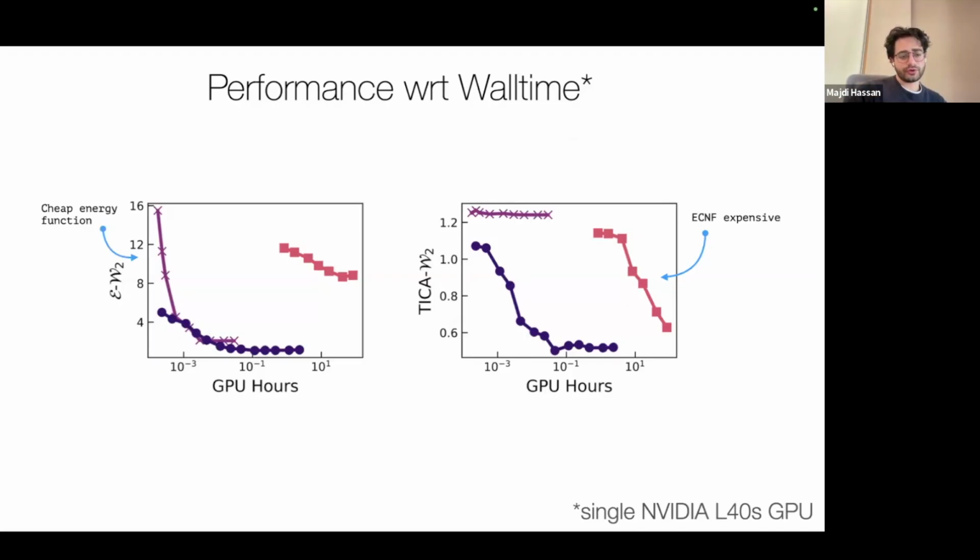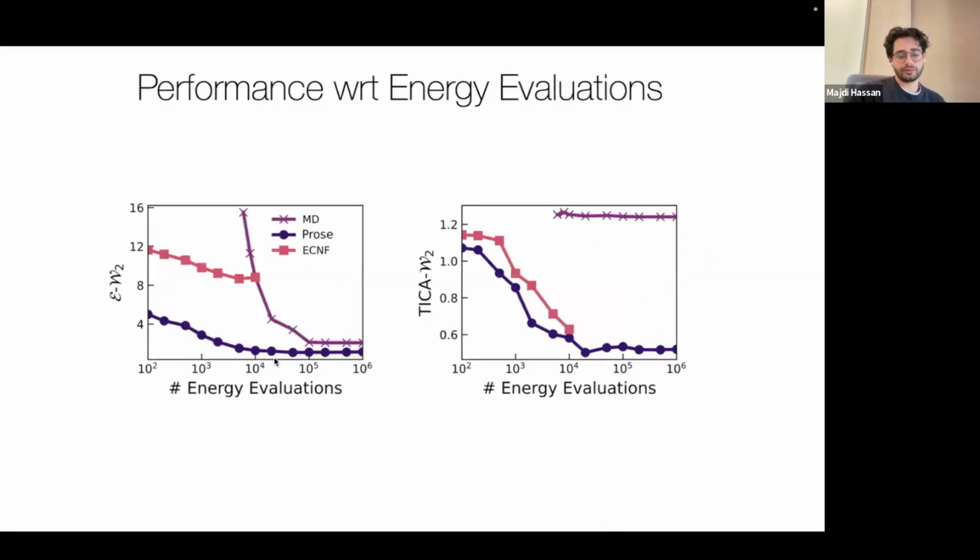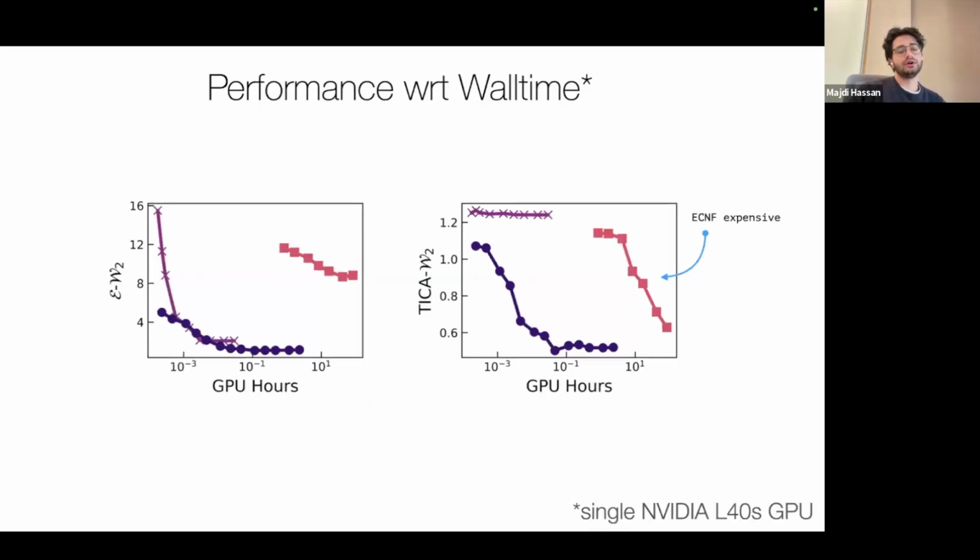And I'd also like to further emphasize that this MD was run with a cheap energy function, right? We just use the Amber force fields. And you can imagine if you wanted to use a much more costly energy approximation, for example from density functional theory, Prose would be more efficient, if you think back to the energy evaluation plots that I showed earlier. It's just more performant per energy evaluation. So if the energy evaluations were more costly, MD would likely be less performant with respect to time.